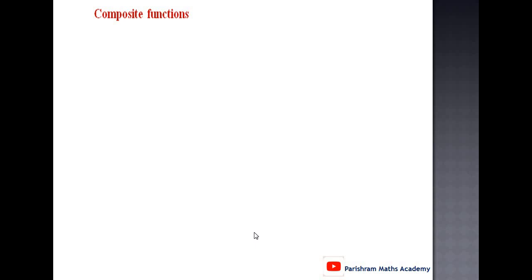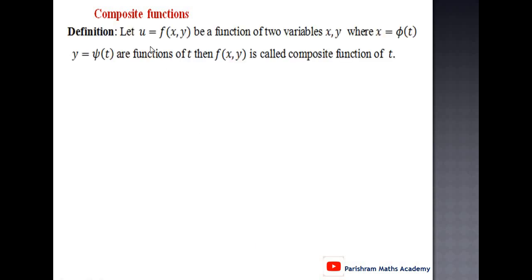Now first, composite function. Definition of composite function. Let u equal to f(x, y) be a function of two variables x, y, where x equal to phi of t, y equal to psi of t are functions of t. Then f(x, y) is called a composite function of t. Here u is a function of x and y, which are functions of t. Then such a function f is called a composite function of t.